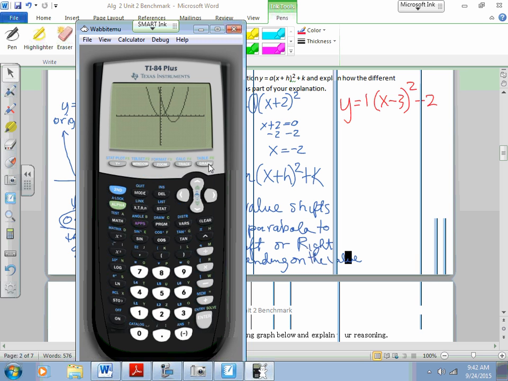If the a value would be a negative, it would just flip that parabola. If the a value is greater than 1, it's going to make the parabola narrower. If it's a fraction, it's going to make it wider.